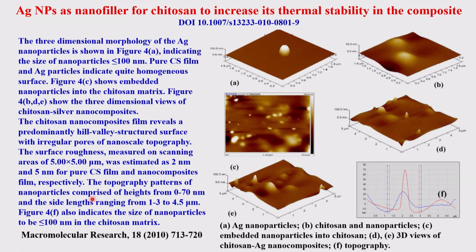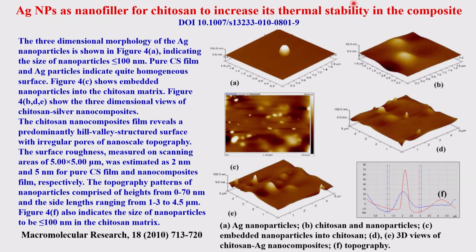So the topography patterns of the nanoparticles comprised heights from 0 to 70 nanometer and side lengths ranging from 1.5 to 4.5. That is where the regions are. Thus this clearly shows that the size of the nanoparticles is much less than 100 nanometers in the chitosan matrix, and it also gives the distribution, and thereby you can utilize it for the property measurement.